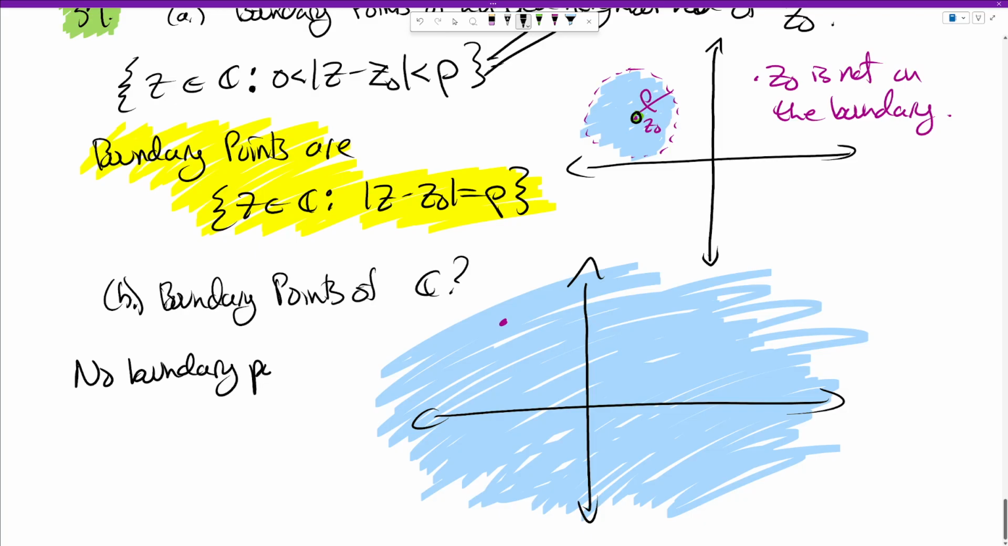And this should also agree with our intuition. C shouldn't have a boundary, because that would mean we could fall off of C at some point if we added those points in. But C is the expanse. It continues forever in each direction.